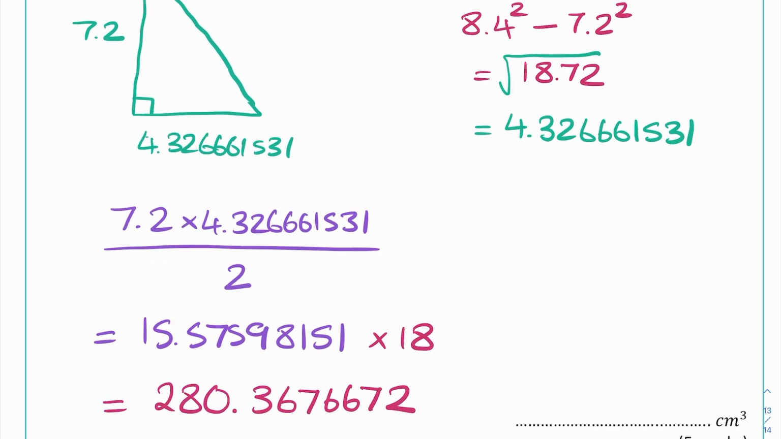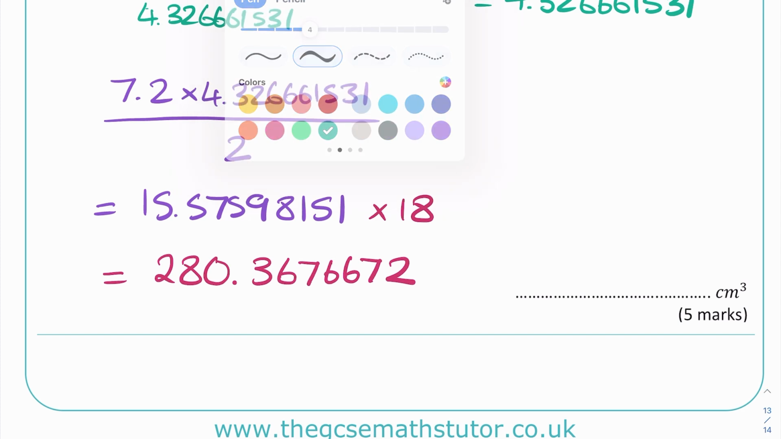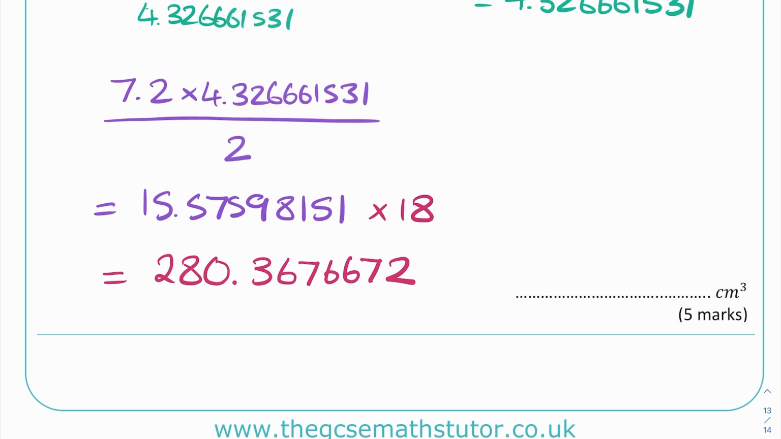It says give your answer to 3 significant figures. So if I go to the third significant figure, which is 280, so just after the 0 there, we have a 3 after the line. 3 is not going to round the 0 up, so my final answer will be 280.